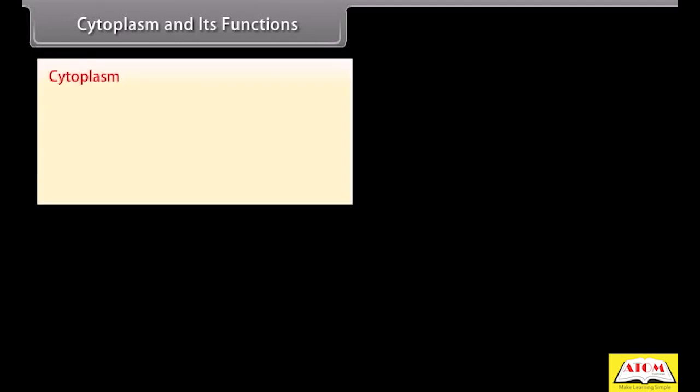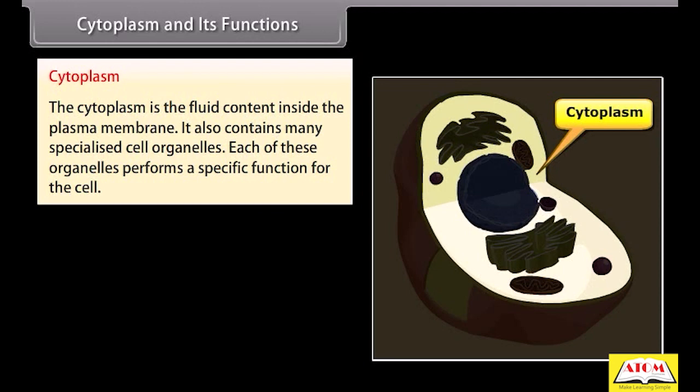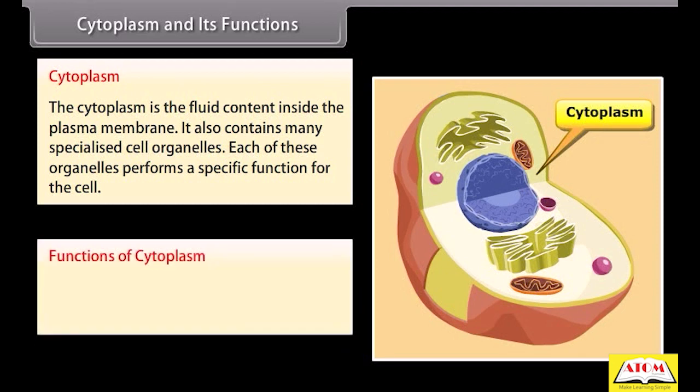Cytoplasm and its functions. The cytoplasm is the fluid content inside the plasma membrane. It also contains many specialized cell organelles. Each of these organelles performs a specific function for the cell. Functions of cytoplasm: in cytoplasm, all cell organelles are embedded.